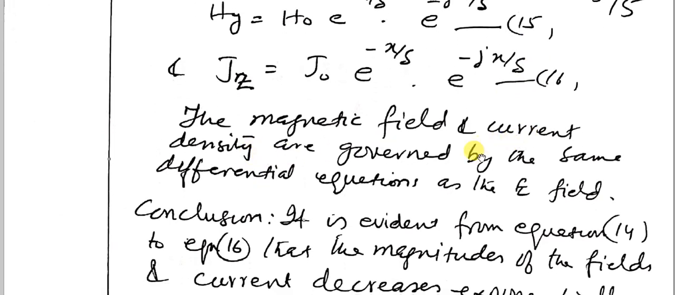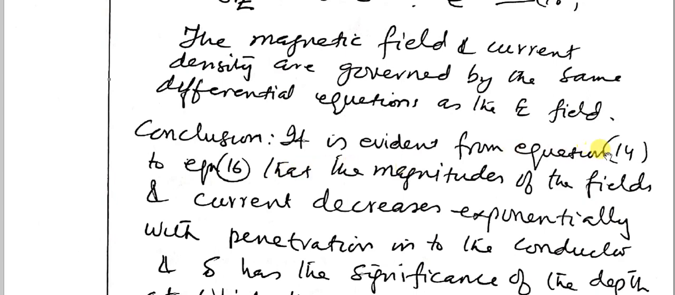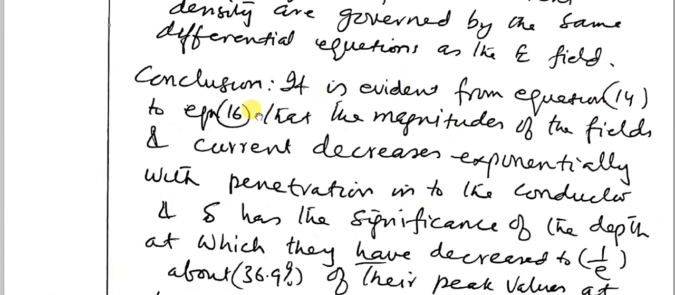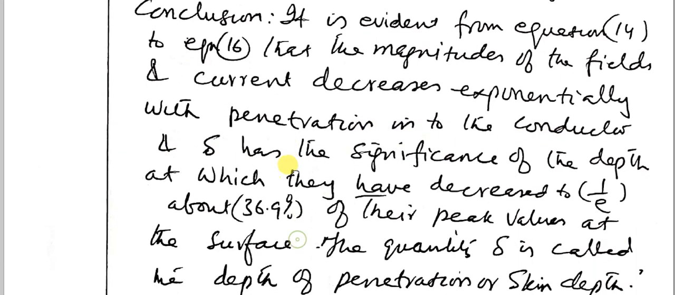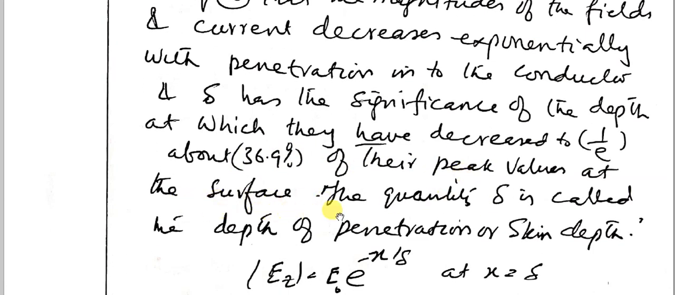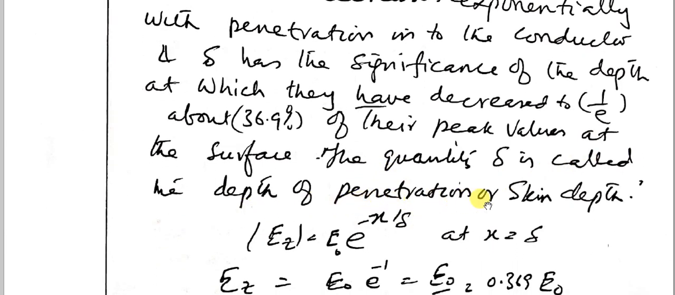Now the magnetic field and the current density are governed by the same differential equations as the E field. The conclusion is that it is evident from equation 14, the last E field equation we have got, from 14 to 16, that the magnitudes of the fields and the current decrease exponentially with the penetration into the conductor, and delta has the significance of the depth at which they have decreased to 1 over e, that is 36.9 or around 37% of their peak values at the surface. Now the quantity delta is called the depth of penetration or skin depth.